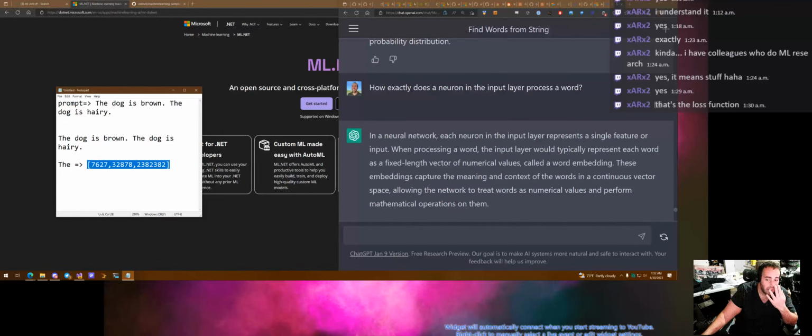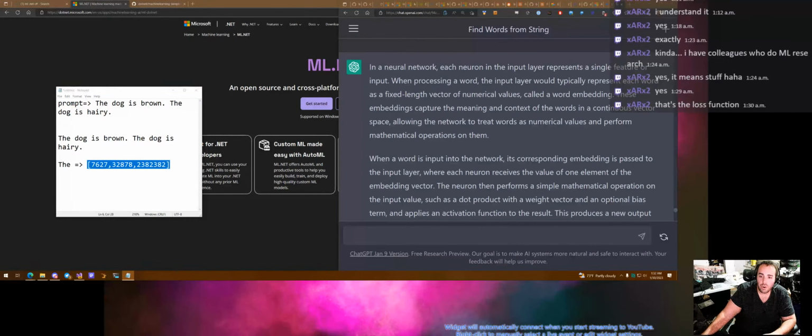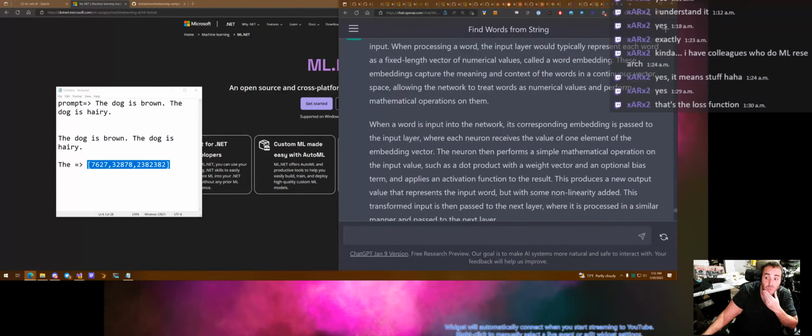But there's more to it, and I asked more about it. When a word is input into the network, its corresponding embedding is passed to the input layer, where each neuron receives the value of one element of the embedded vector. So each neuron receives the value of one element of the embedding vector. So each neuron would take one of these, right? And together, this I guess is a word embedding.